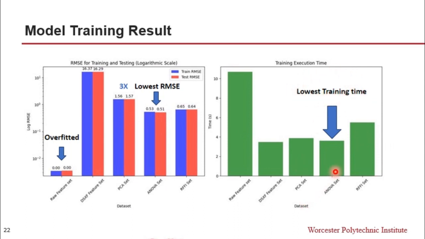So eventually our results show that ANOVA is a promising method that can extract the features from GPR data by providing the lowest root mean square error and also the lowest training time with respect to even common standard models such as PCA that you can see over here.